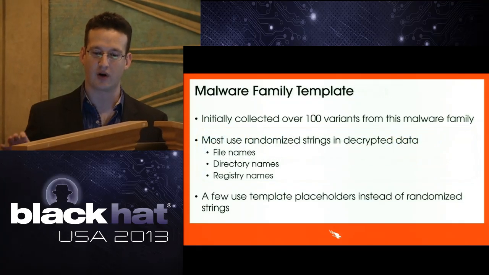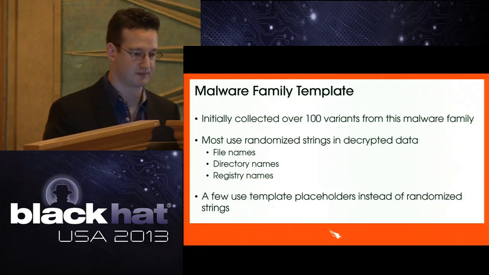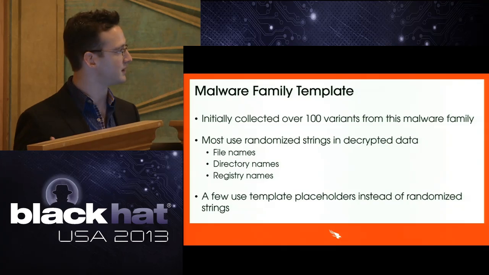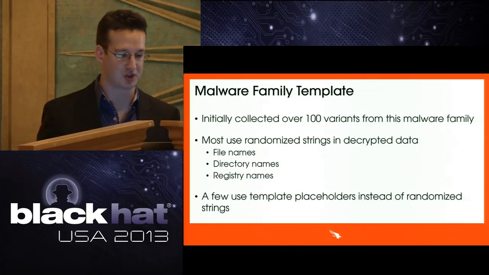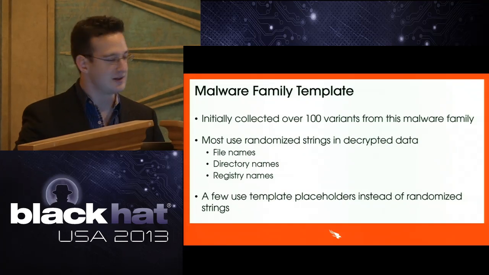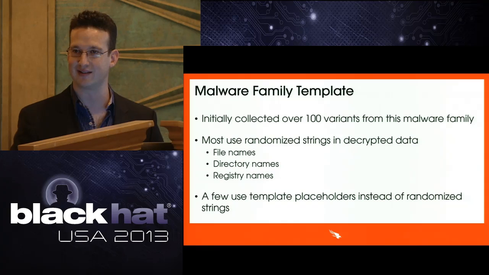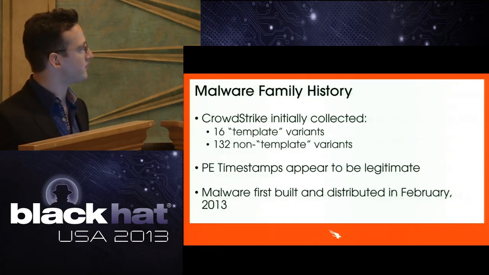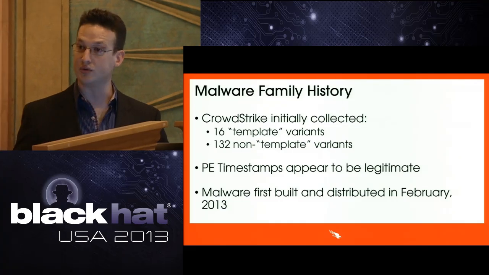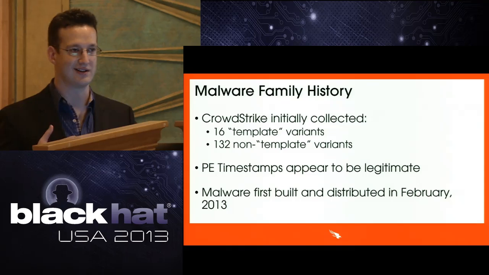Now initially, we collected over 100 variants from this malware family after doing our initial analysis. And we found that most of the variants used randomized strings in its decrypted data for file names, directory names, and registry names. However, there were a few variants that we spotted that didn't use randomized strings. Instead, they used what we're calling template placeholders, or template data. So as it turns out, 132 of the 148 variants that we collected used randomized data, but 16 used these template variants.